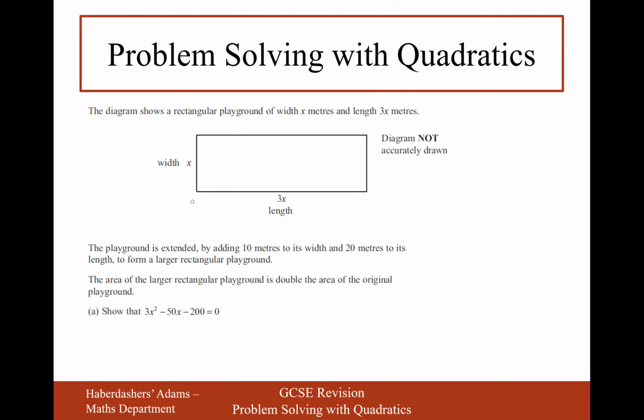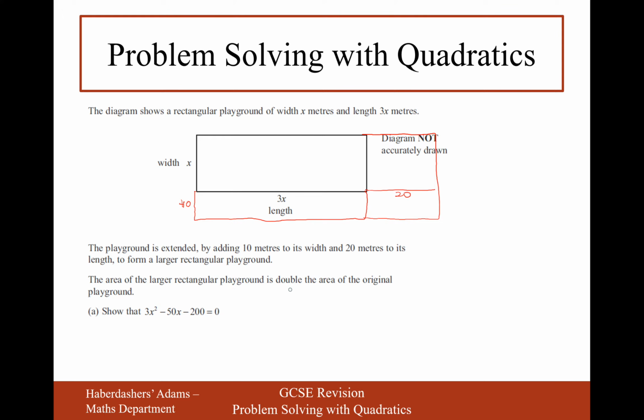Okay, so we have a diagram here of a playground. The playground is extended by adding 10 more meters on its width. So that's going to be 10 more meters on its width. So that would be plus 10. And 20 more meters onto its length. So it's going to be out like that bit there. So that's going to be plus 20 in this direction.